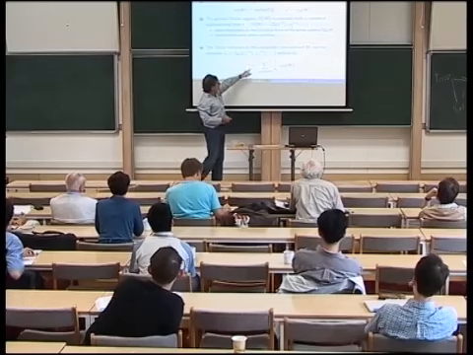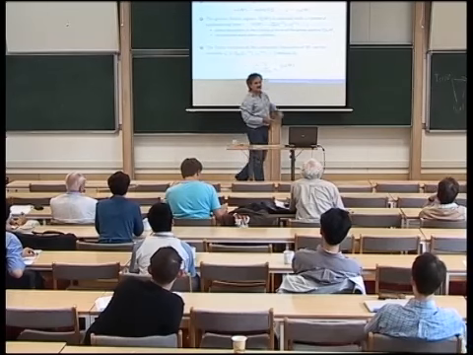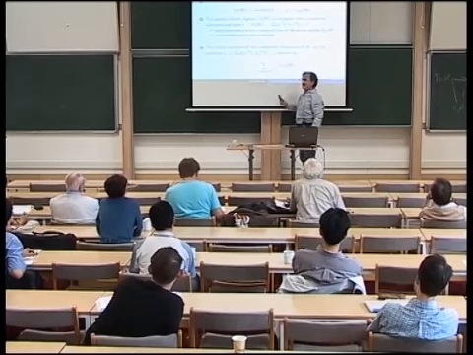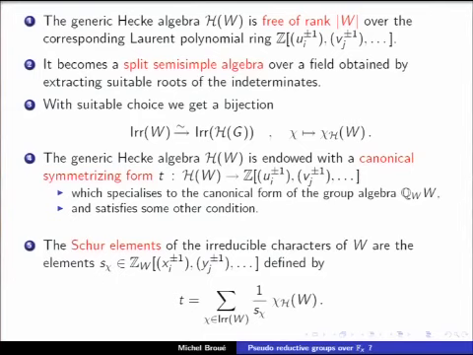So this symmetrizing form is decomposed into the set of irreducible characters, and the coefficient, because it's like this, it's very easy to see, is 1 over S chi, where S chi is an element of the Laurent polynomial ring which is underlying the situation.